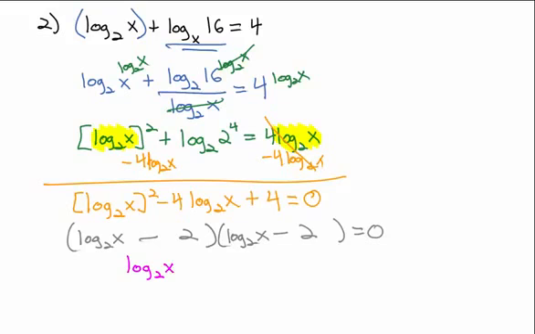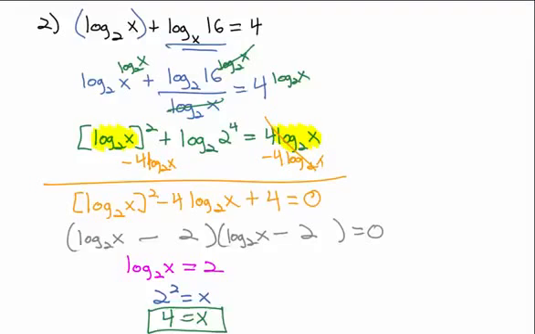Log base 2 of x, add 2 to both sides, equals 2. Change it to an exponent, and 2 squared equals x. So that means x is equal to 4. Double check that doesn't make any negative logs, so we have our solution, x equals 4.